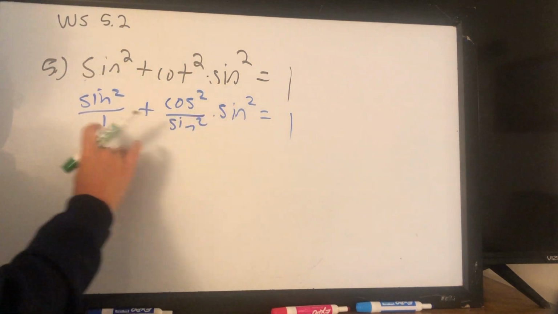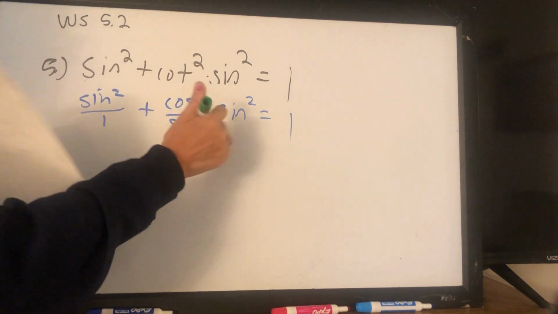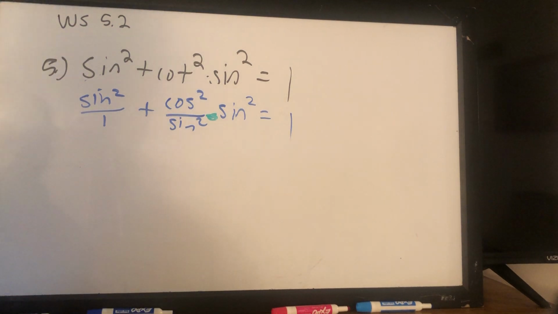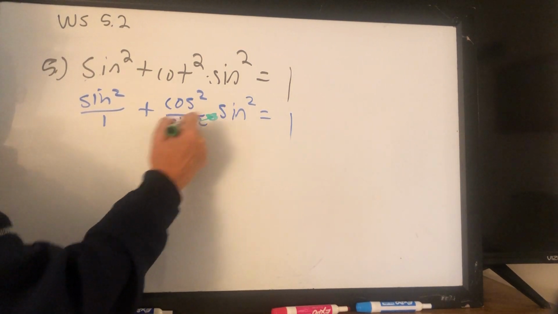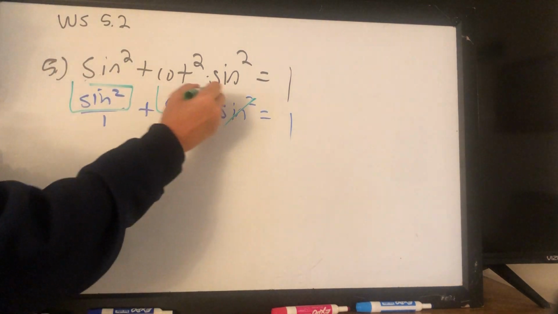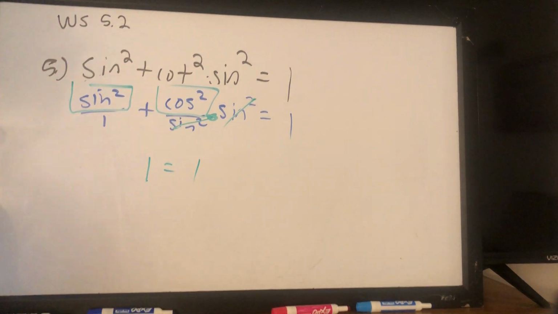Sine squareds cannot cancel because of that plus. This is a multiply. That's one of the hard things with these trig identities. These can cancel. Now you have sine squared plus cosine squared, which is 1. Yeah, that way was a little quicker. Again, some of us will do these different ways, which is okay.